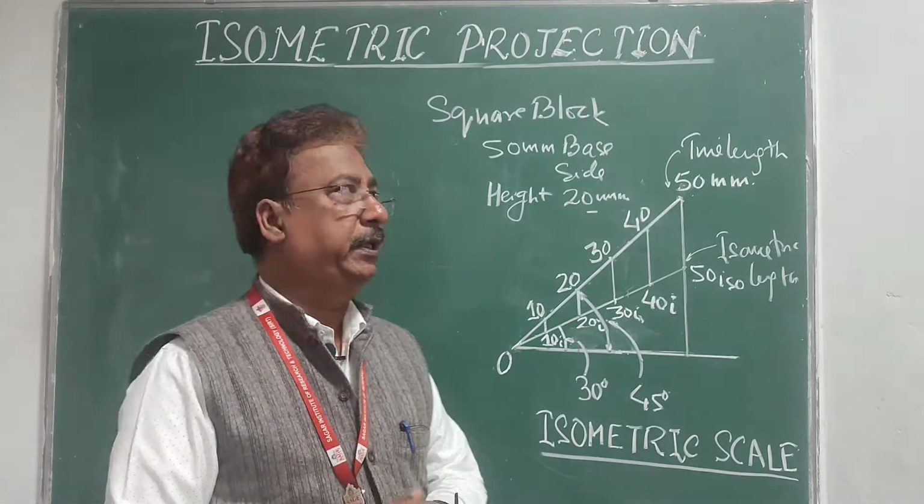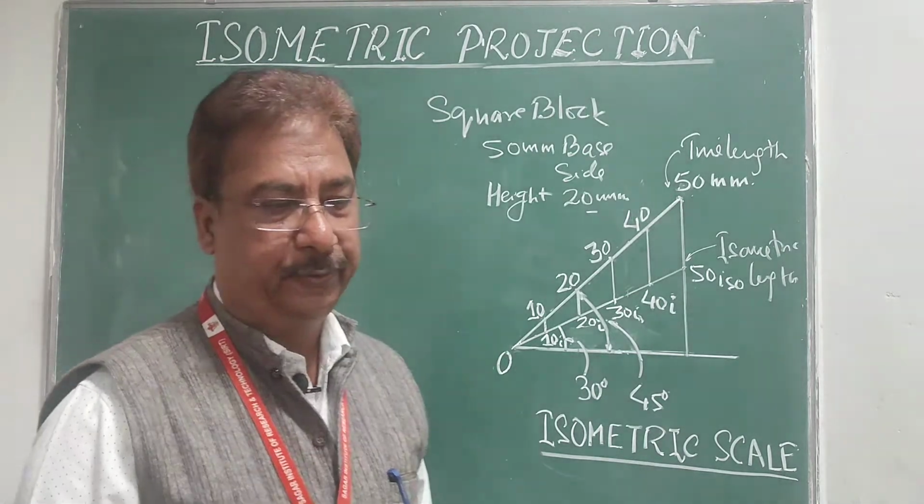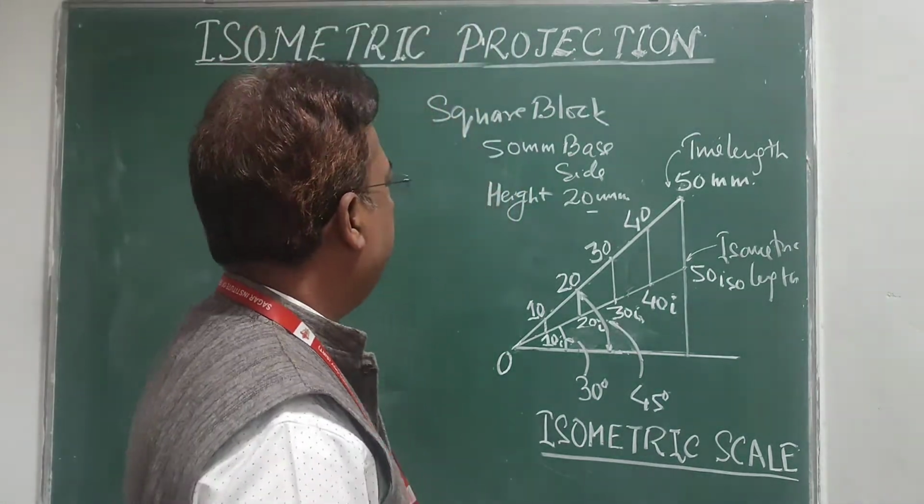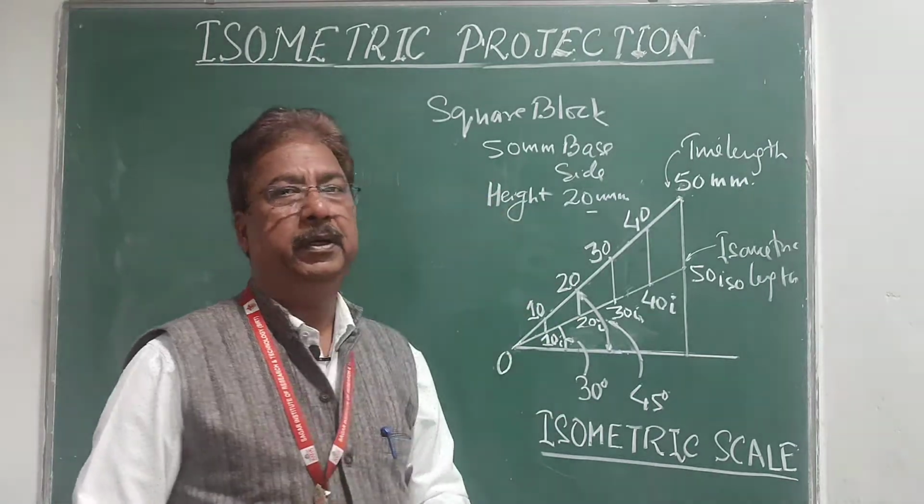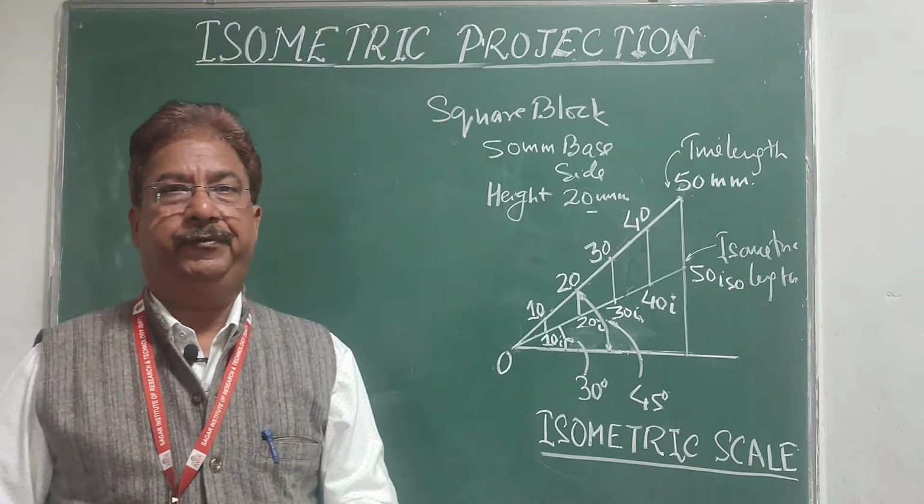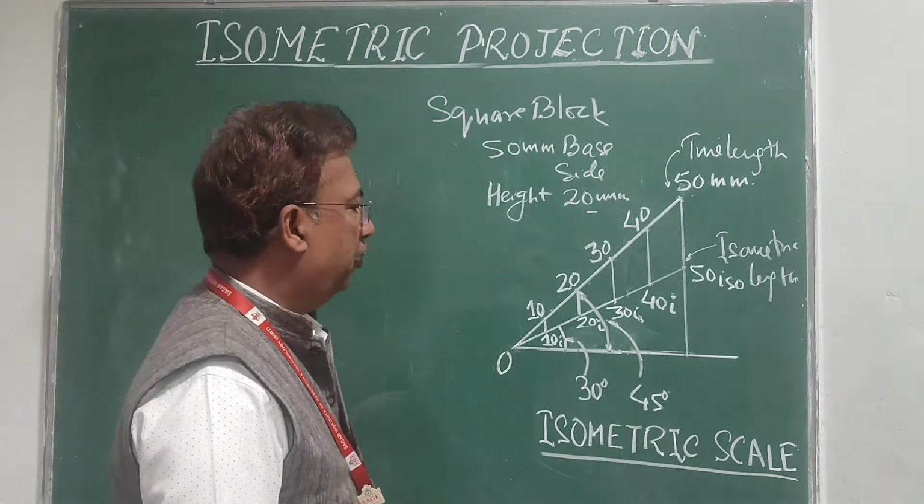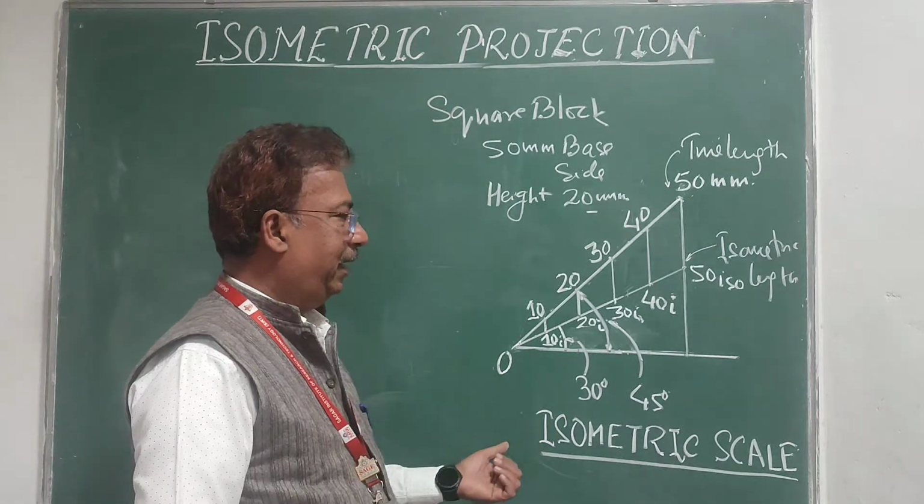I am going to use a square block of 50 mm side and height 20 mm, and above that I am going to keep a sphere. And when we want to go for isometric projection, initially what we will do, we will draw an isometric scale.